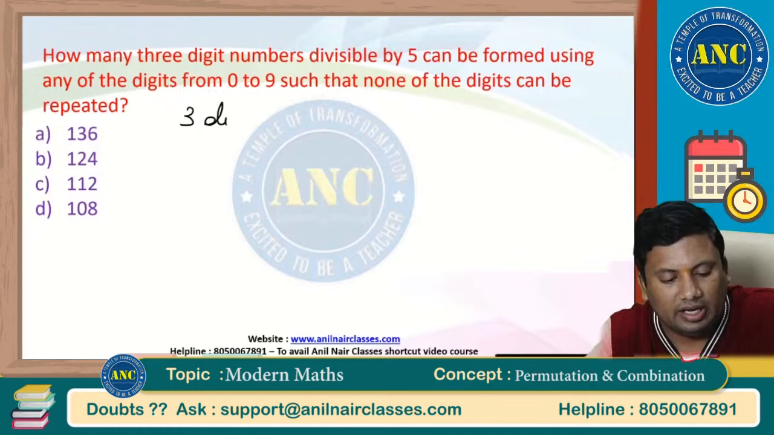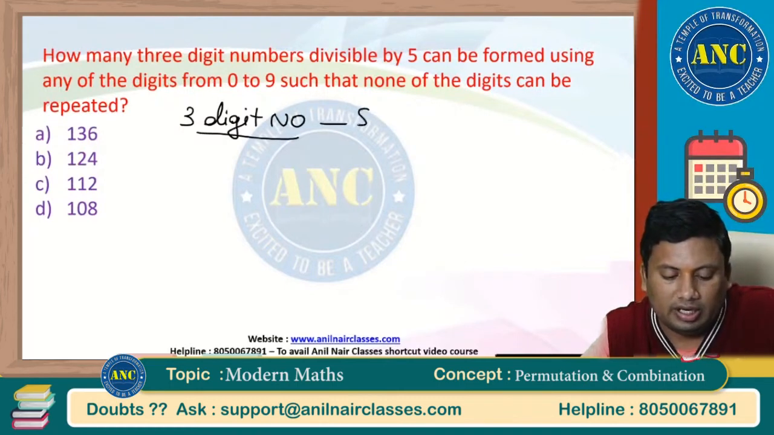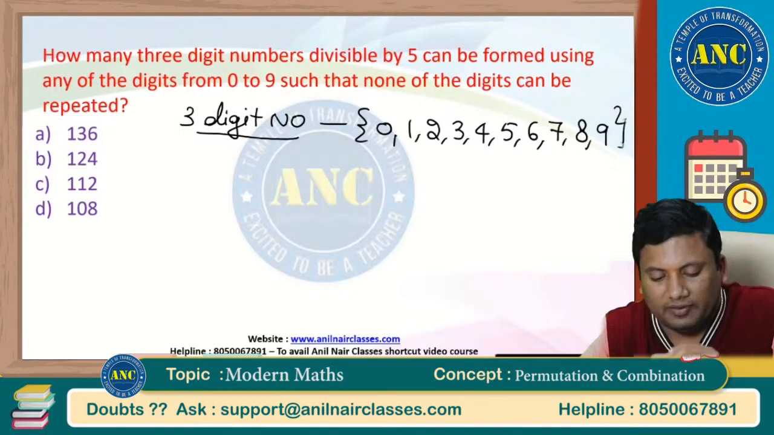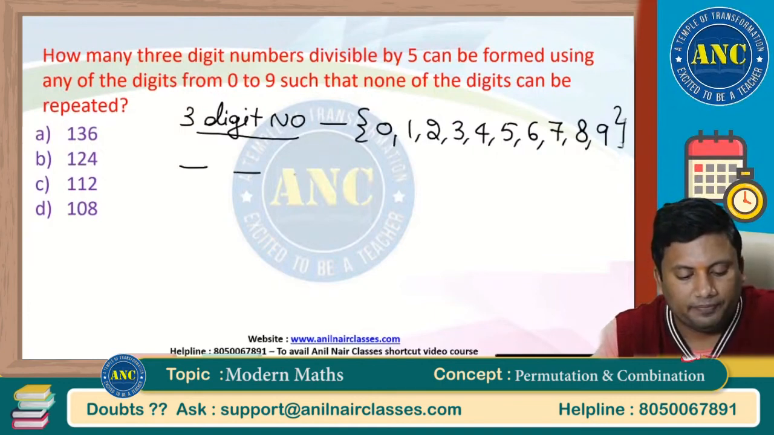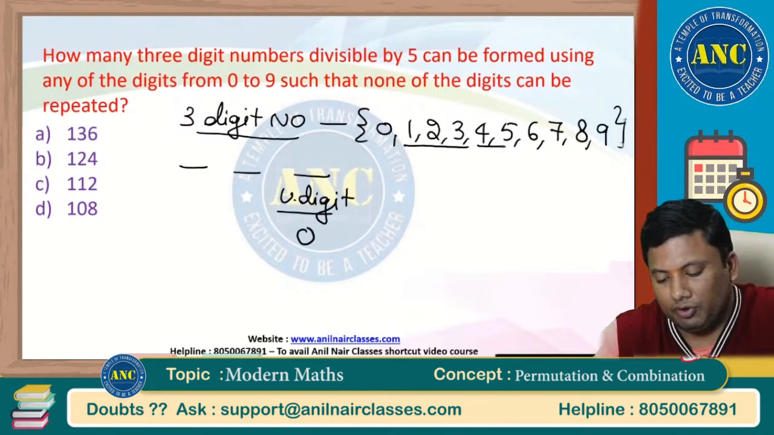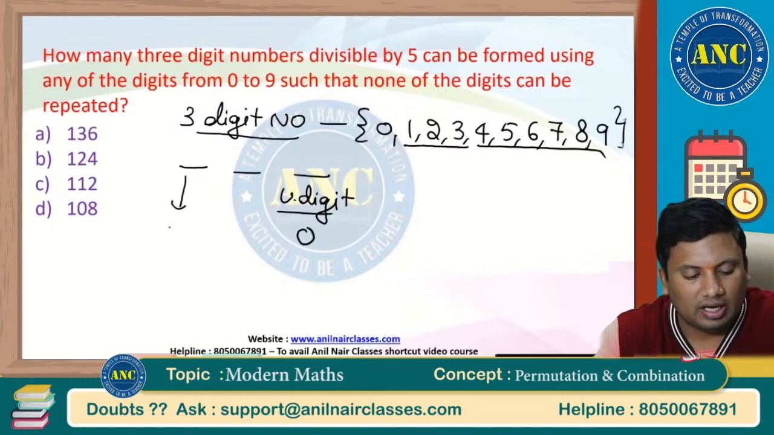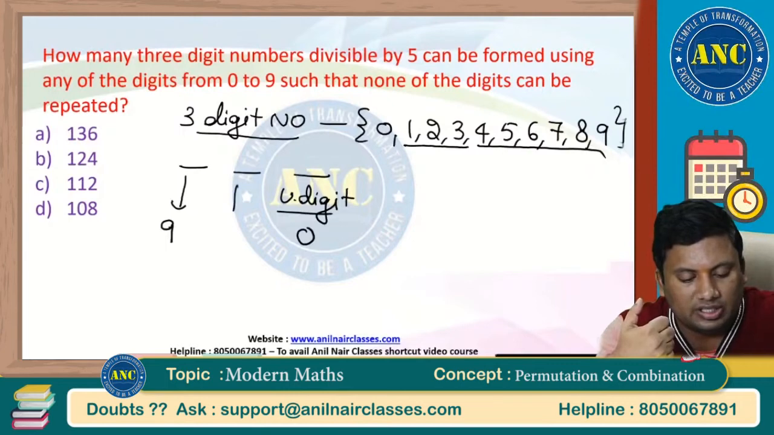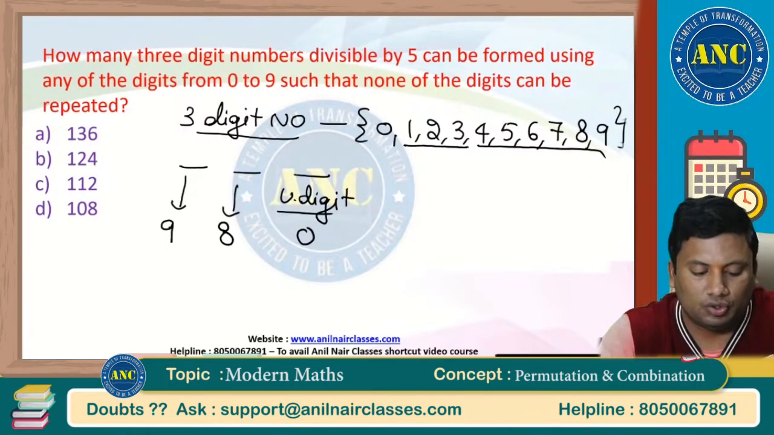It is a 3-digit number. Totally, how many digits can I use? 0, 1, 2, 3, 4, 5, 6, 7, 8, 9. Now see here. If the unit digit is 0, here any one out of the 9 will come. Out of 10 digits, 2 digits are fixed. So it is nothing but into 2.